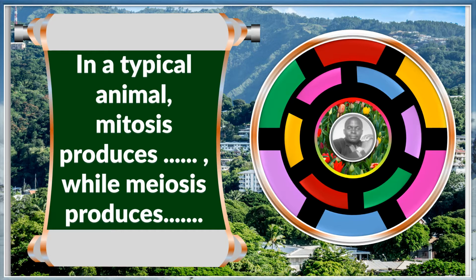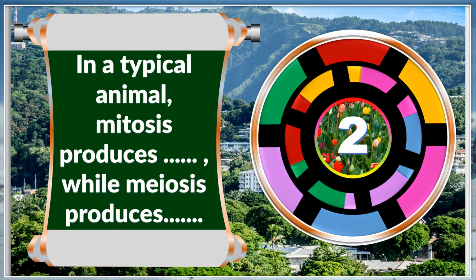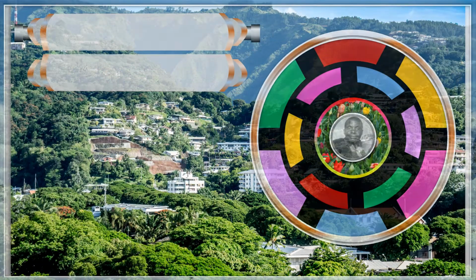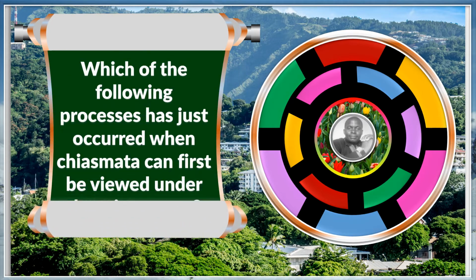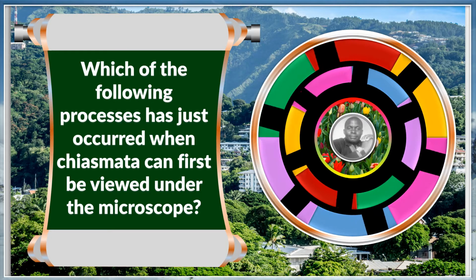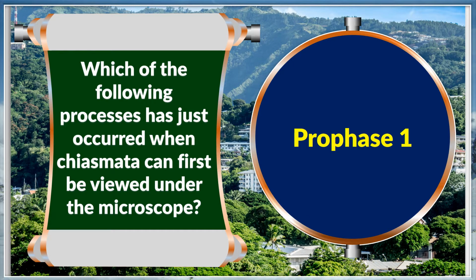In a typical animal, mitosis produces dash, while meiosis produces two diploid daughter cells. Meiosis produces 4 haploid daughter cells. Which of the following processes has just occurred when chiasmata can first be viewed under the microscope? Prophase 1.